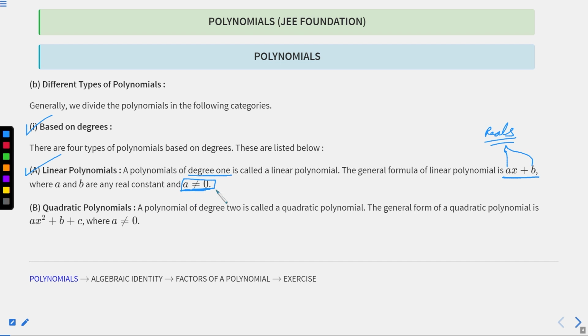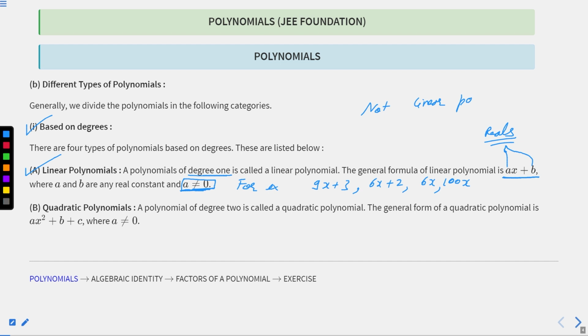For example, 9x plus 3 is my linear polynomial. 6x plus 2 is also my linear polynomial. 6x is also my linear polynomial. 100x is also my linear polynomial.